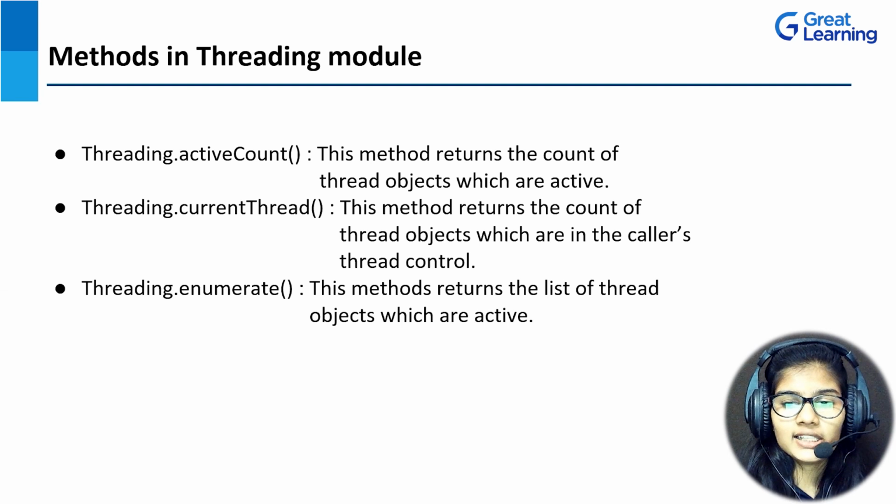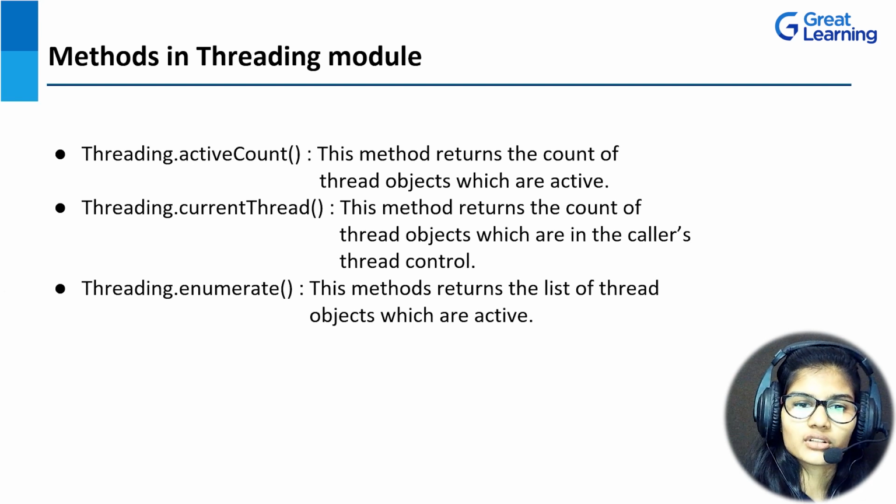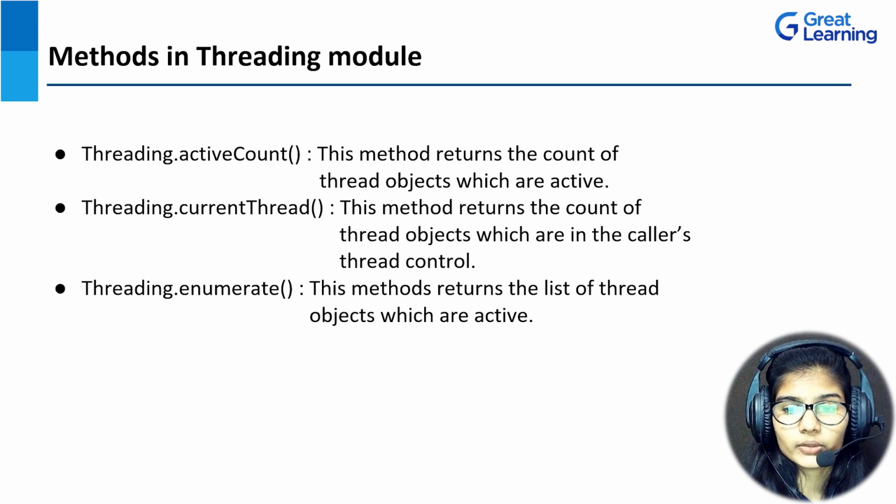Okay. Please listen to me very carefully here. Please do not get confused between active count and the enumerate function, because the work of both of the functions is absolutely the same. Only the difference is in returning the total count and in returning the list of the objects. The work of both of them is the same. So make sure you do not get confused between active count and enumerate.